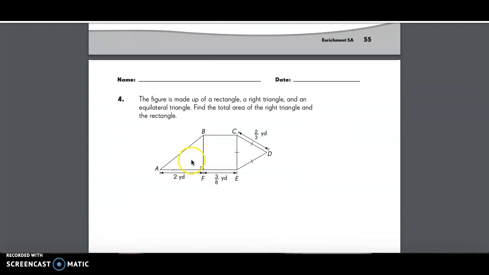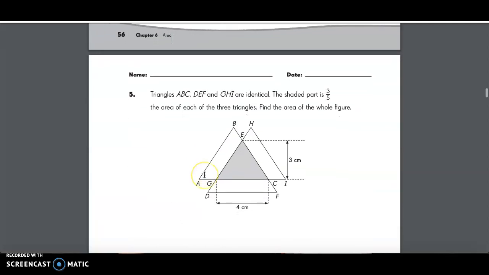Number 4, the figure is made up of a rectangle, a right triangle, and an equilateral triangle. Find the total area of the right triangle and the rectangle. So you do not need to find this area here, though the length 2/3 would be important for knowing one side of the rectangle and one side of the triangle, the right triangle.